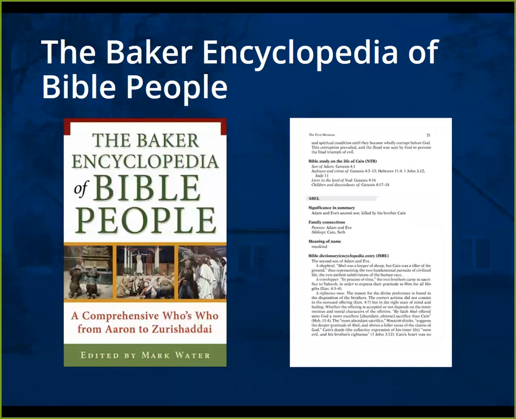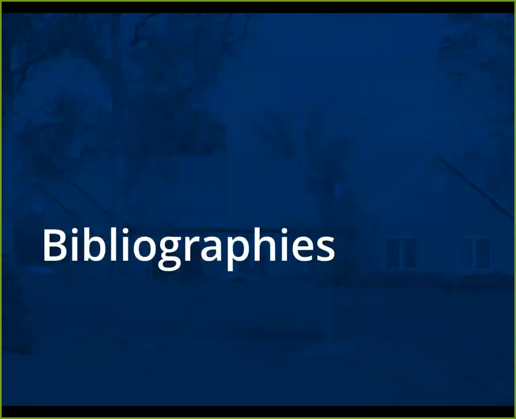And the Baker Encyclopedia of Bible People. So if you come across, well, I guess we all know who Abel is, but if you come across a really obscure name in the Bible, this may have some information on that. You see a reference, it can tell you where to go in the Bible to find that person and some information about them. So that's encyclopedias and dictionaries.